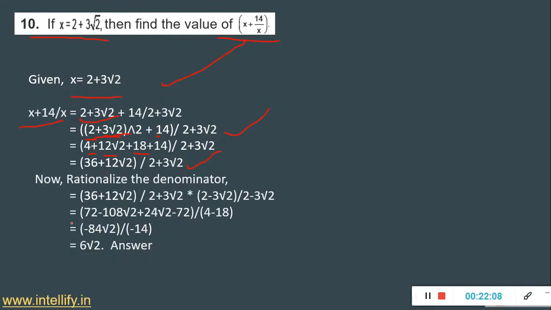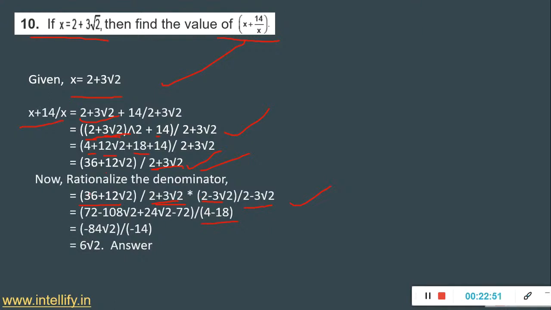Now we'll rationalize the denominator. While rationalizing, again the sign of the denominator term will change. It will become 2 minus 3 root 2 and it will get multiplied and divided by this. Then in this step, on further solving it, 36 plus 12 root 2 will get multiplied by 2 minus 3 root 2, and 2 plus 3 root 2 will get multiplied by 2 minus 3 root 2. In the denominator we have 2 plus 3 root 2 into 2 minus 3 root 2, that is the same identity. A square minus b square will be put there, that we get 2 square, that is 4, minus 3 root 2 square, that is 18.